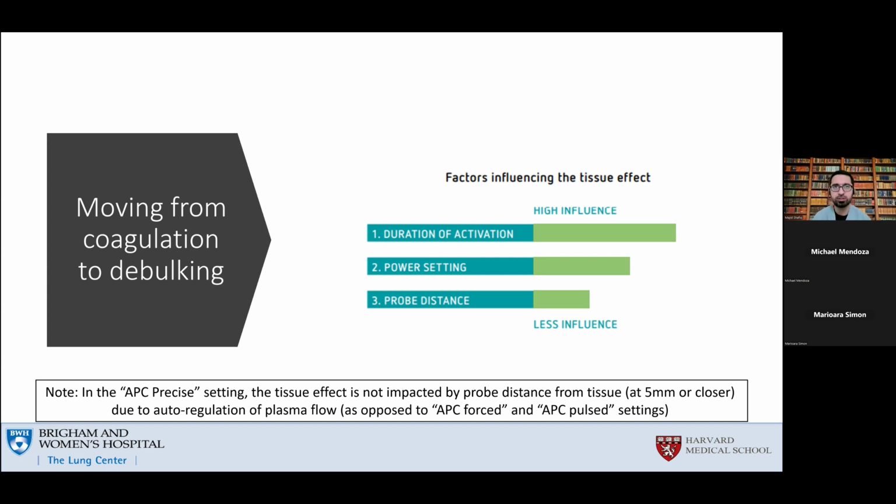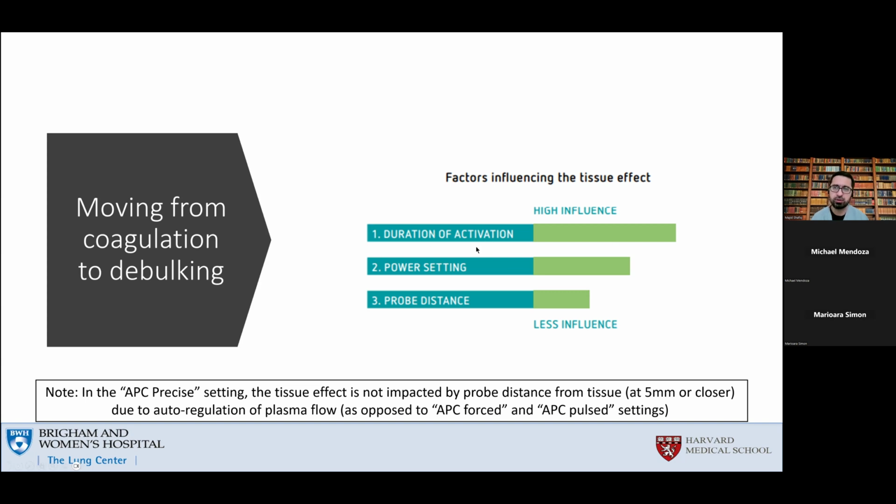But what are the ways that you can sort of potentiate your effect? Supposing you really did not want to achieve coagulation, but wanted to use APC as a true tissue debulking tool. You want to maximize the energy, but in a safe manner. There are different things you can do, and you just need to know what amount of effect each causes. So duration of activation, if you look at these bars here, has the highest influence. It isn't something I readily recommend though, and we'll talk about it momentarily again too, because that might potentially be worrisome for risk of airway fire or just causing extra damage or airway perforation.